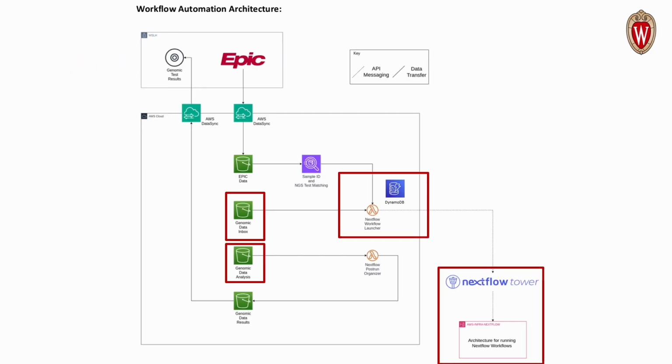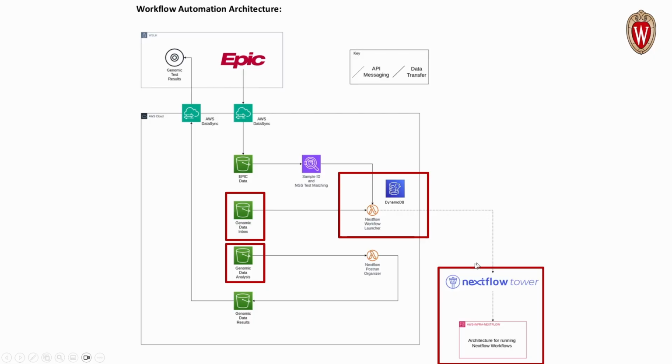This is where this part of the workflow automation occurs on the automation architecture. We have our genomic data inbox here, which is the S3 bucket the DataSync task moved the sequence data files to. We have our Lambda function here, which is the workflow launcher, as well as DynamoDB, which will update if an analysis has been run. And then we actually have the Sakara platform come into play, which is communicated with through an API.